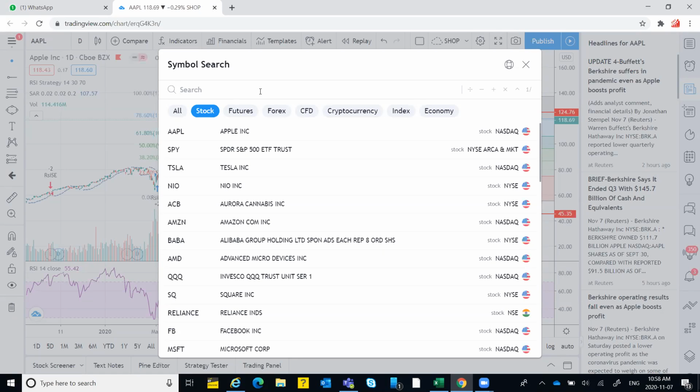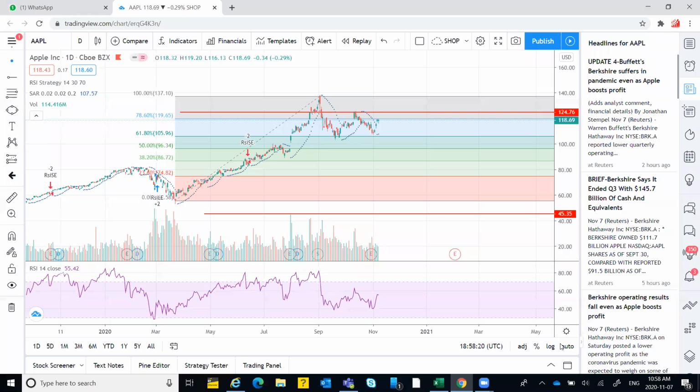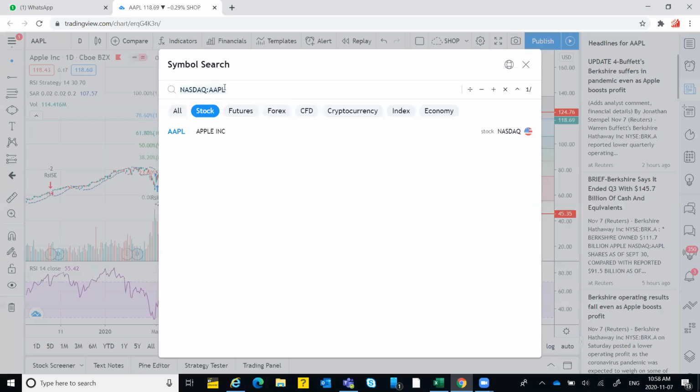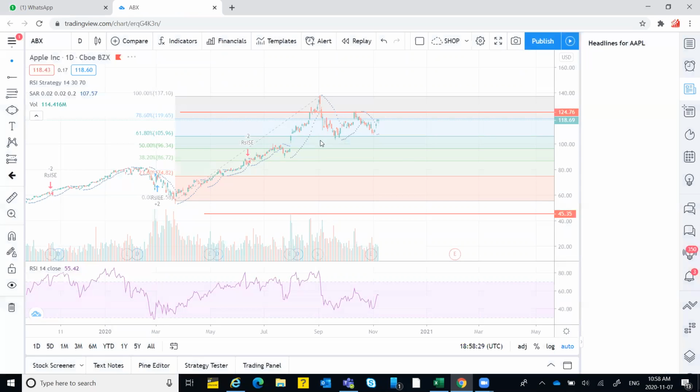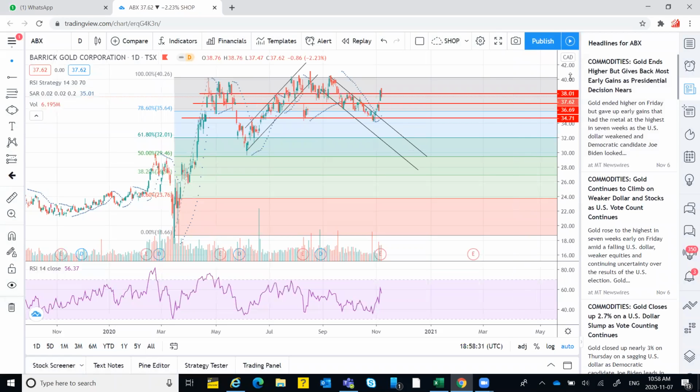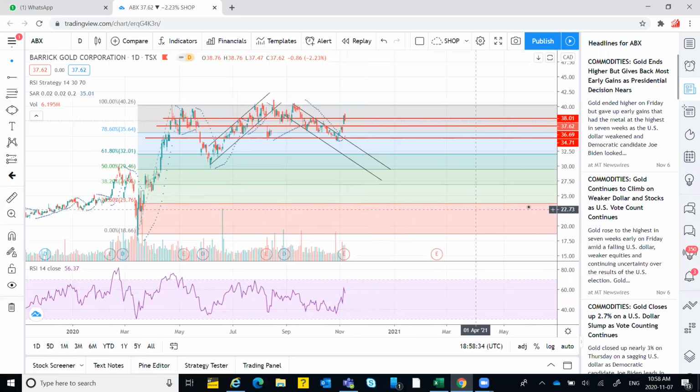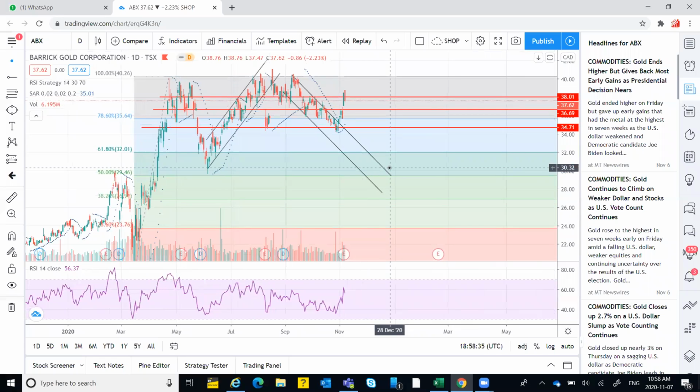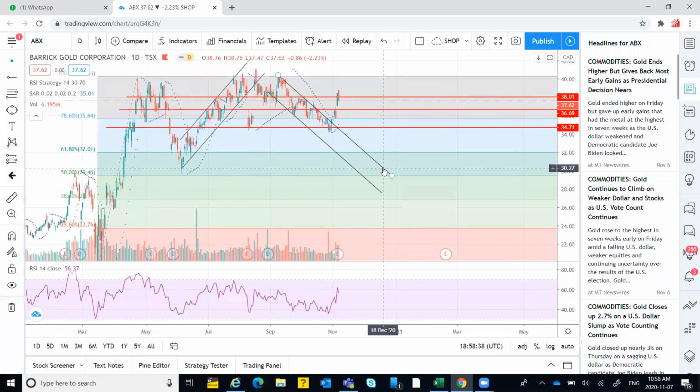Just let me know which stock you want to go for. I don't have anything in the chat box. Can we take Parex, either Parex or TD or Barrick? Okay, let's take Barrick first and then we'll go to TD. Okay, guys, remember, ABX.